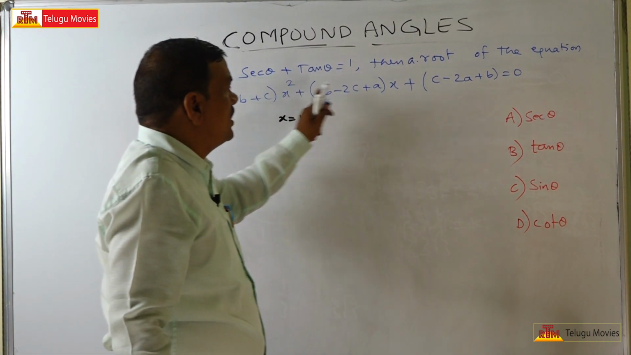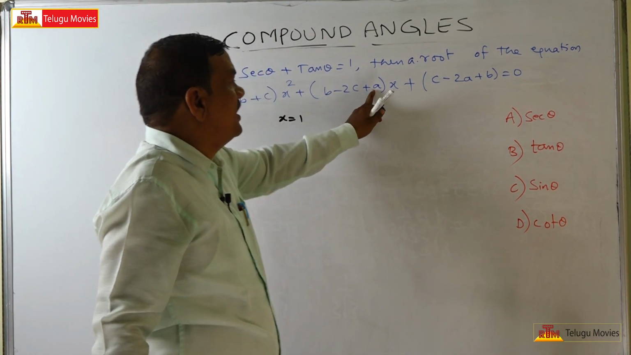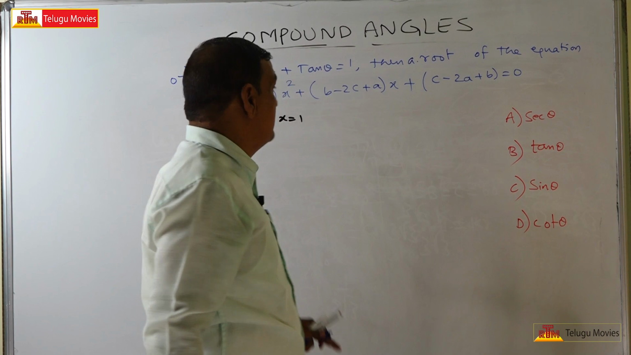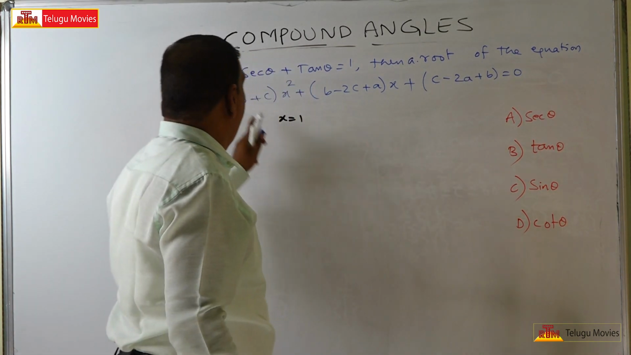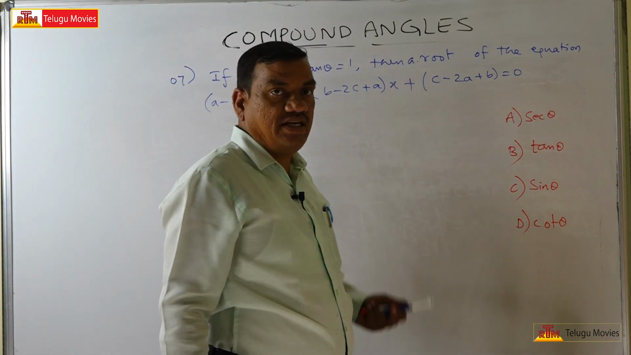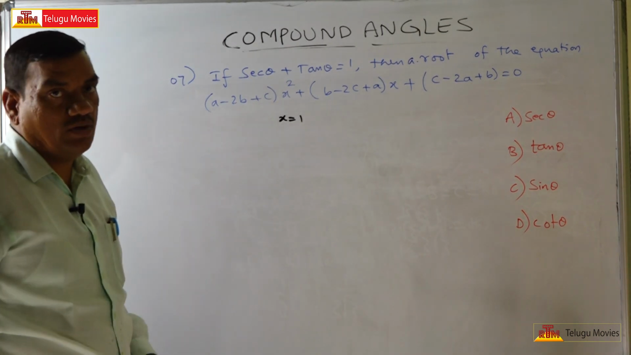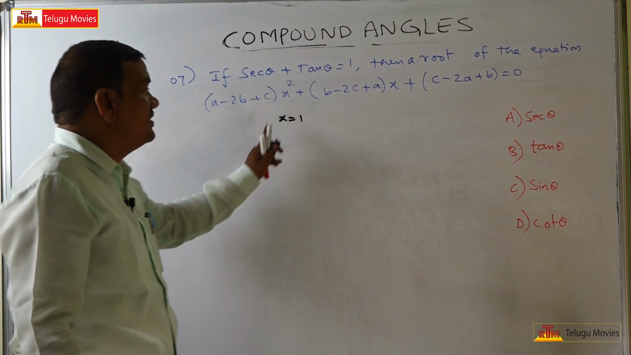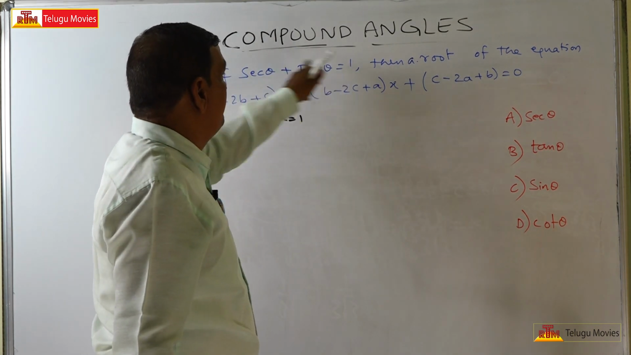But see here, put 1 here also. What happens? Here a plus a, 2a minus 2a gets cancelled. And b plus b, 2b minus 2b gets cancelled. C plus c, 2c minus 2c gets cancelled. Okay, so everything will be cancelled. That means x is equal to 1 is a solution, but that should be satisfied with this equation.